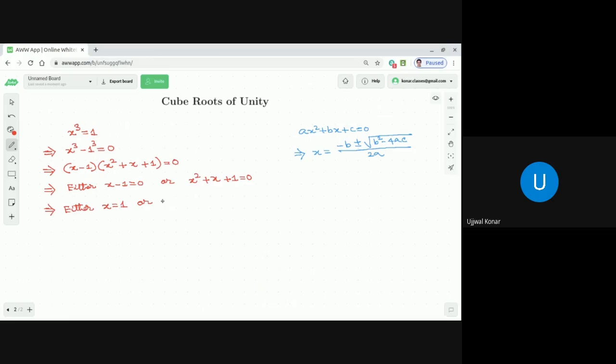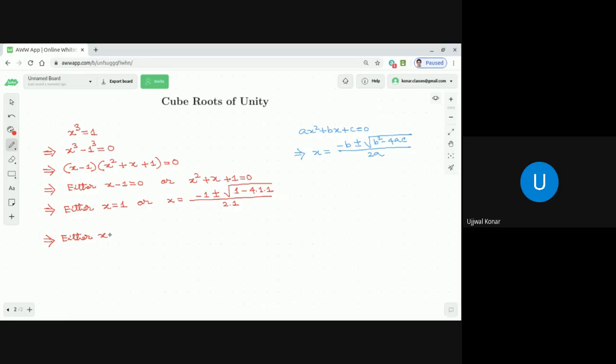Yes. Then what we are going to find, x is equal to minus b. What is b here? b is 1, na? So minus 1 plus minus square root of b square. b square means 1 square is 1, minus 4 into a is 1 into c is also 1, divided by 2 into 1. Correct or not? So from here, dear students, if we simplify it, let me write in the next slide.